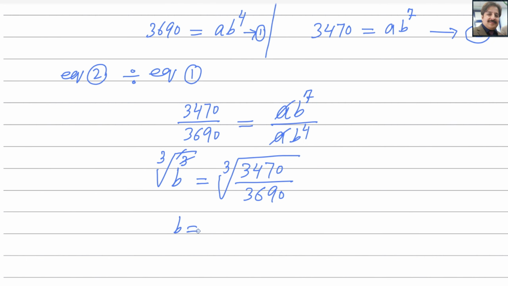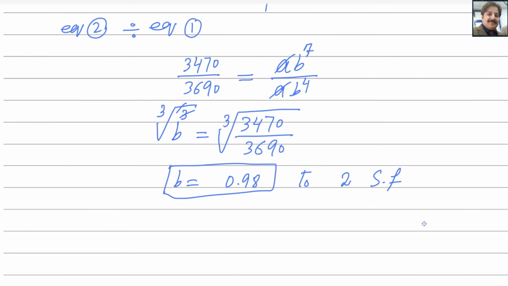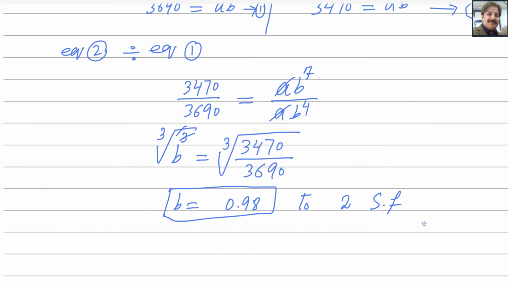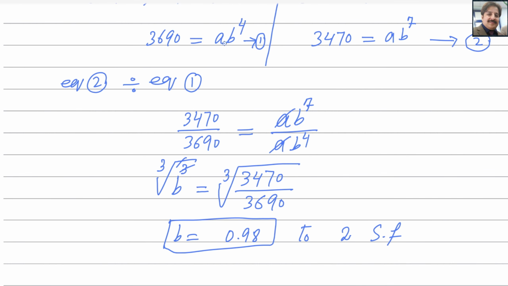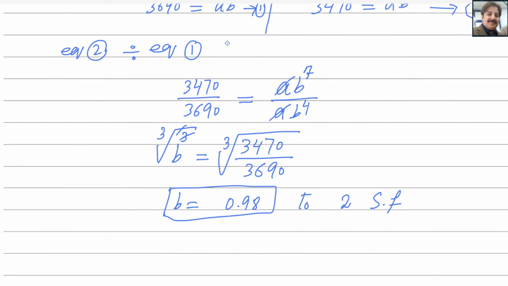You get the result to two significant figures as, actually you will get 0.9797, but you are rounding, so you can write 0.98, two significant figures. This is B. Use this value of B to two significant figures. You can use the other value, 0.9797, the exact value, to get the answer for A. Plug it into one of the equations.